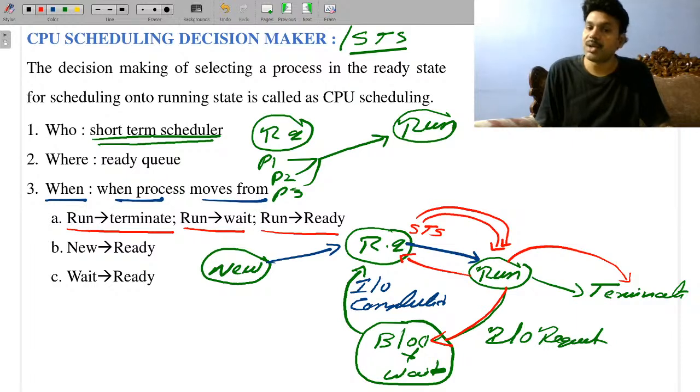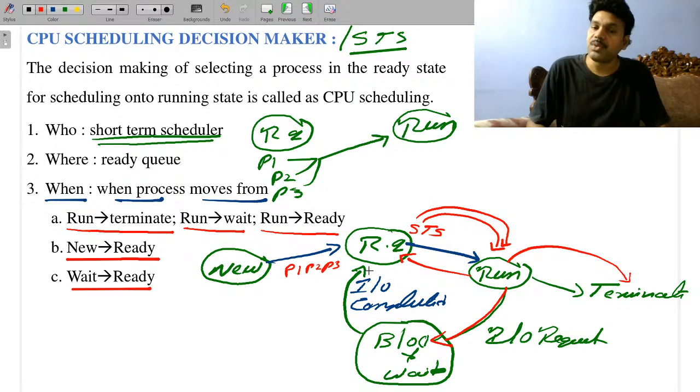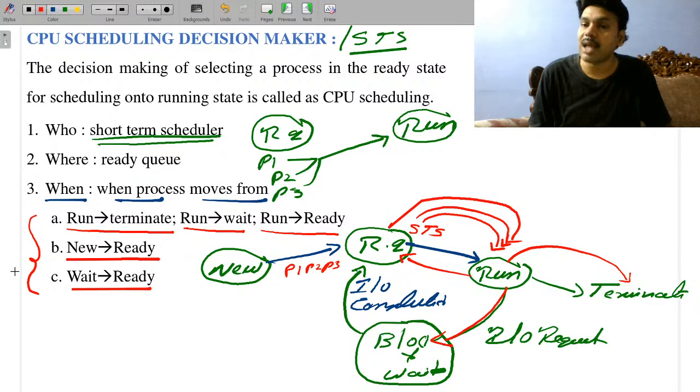There is run to ready, and the next one, new to ready. Whenever you are sending multiple processes to the ready state, the ready queue has to decide which process I need to schedule to your CPU. So new to ready. Next, wait to ready. Once you give an IO request, it comes to block and wait. If IO is completed, that particular process comes to the ready state again, and you need to see which one is to be scheduled here. So these are the different cases when CPU scheduling is happening.